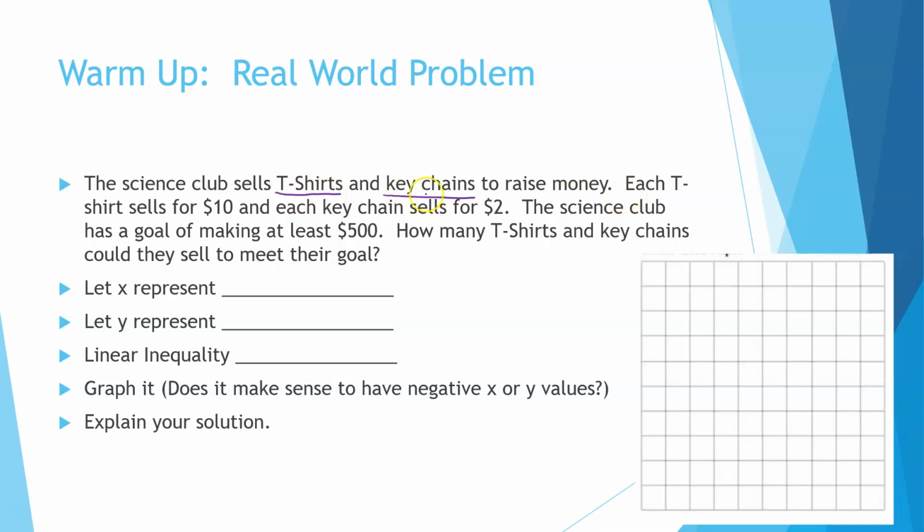Okay, so I underlined two key words. In this case, when it says let X represent and Y represent, I'm going to identify t-shirts as X and keychains as Y. So my X is going to be t-shirts and my Y is going to be keychains. You guys want to make sure you identify those variables first.